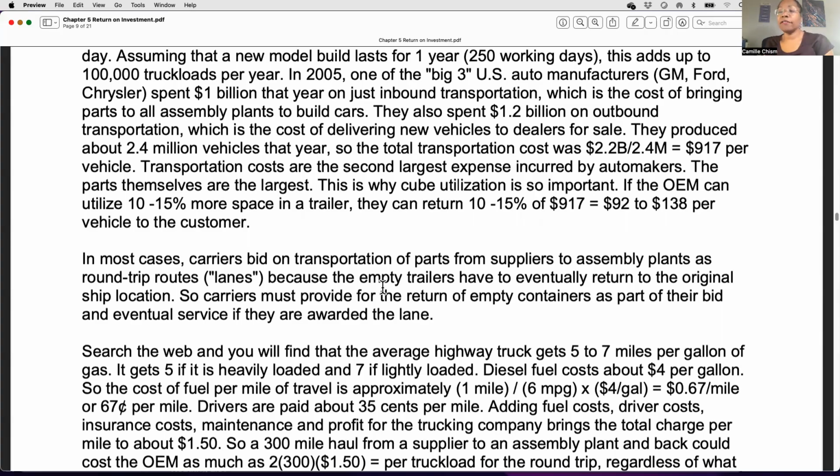It adds up in the cost of the vehicle to the customer. I don't know if you've ever gone car shopping or heard someone talk about car shopping, and it seems like the dealership is focusing on every nickel and every dime, because something like the transportation can impact the final cost of the vehicle.